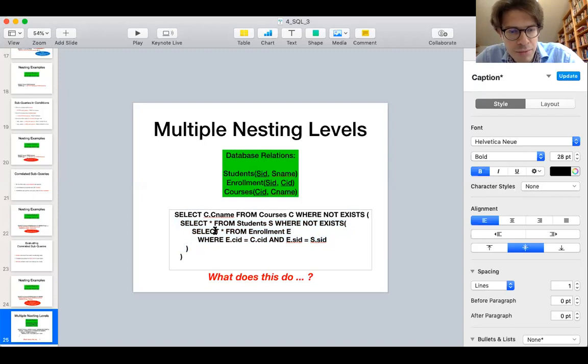Here I'm fixing a course. Then I'm looking for students which are not enrolled in that course. And then I'm checking whether that list is empty, so no student is not enrolled in the course. And if so, I'm including the name of this course into the result set. That's what this query is doing.